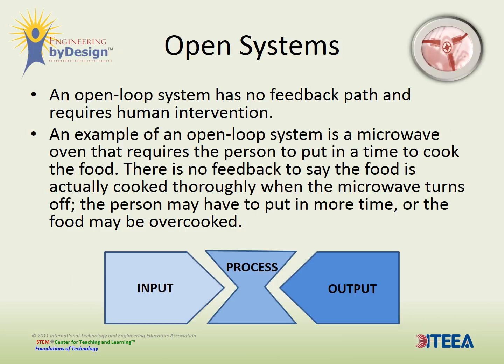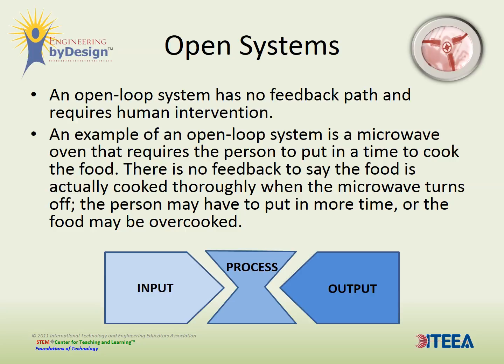Now, we're going to look at open systems. An open loop system has no feedback path and it requires human intervention. So see here we had input, process, output. We don't have the feedback, so we've got to go in and do something to find out what happened. It requires human intervention.